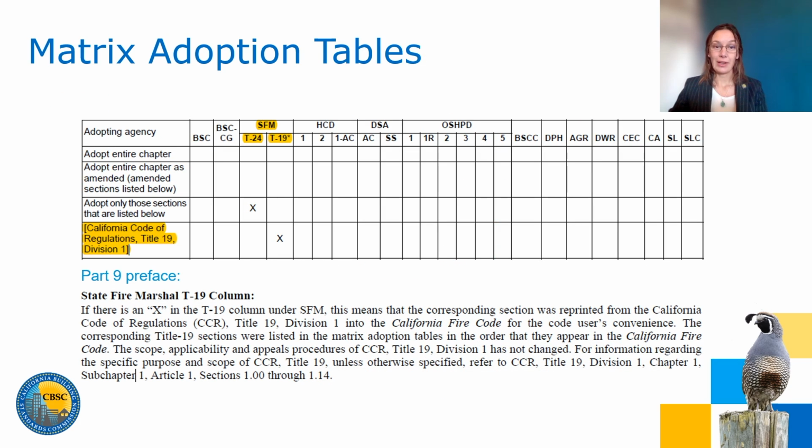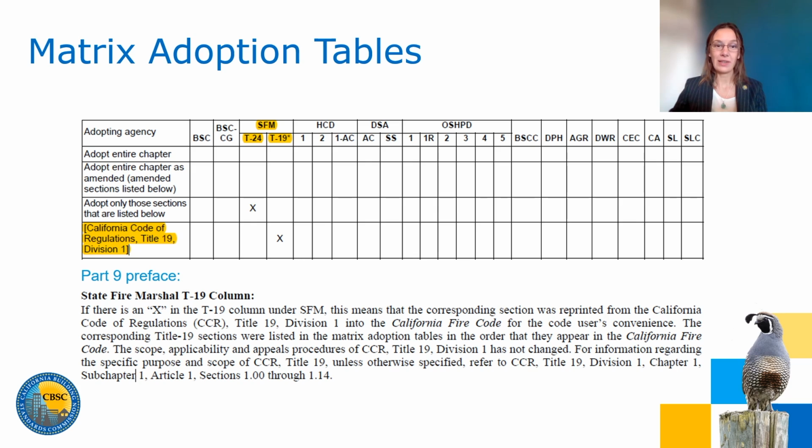Part 9 of Title 24 is the California Fire Code, and there is a difference in its matrix adoption tables because they include a column for Title 19 under the SFM acronym.